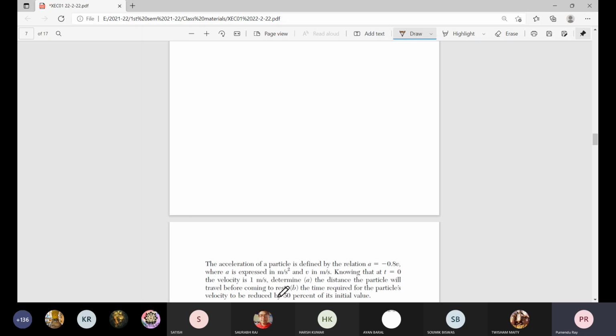Before coming to rest means velocity will be 0 there. So put that velocity is equal to 0, and in that expression find the distance. Now the time required for the particle's velocity to be reduced by 50% of its initial value. What about the initial value? At time t is equal to 0, that is the initial value. Velocity is 1 meter per second. So when it reaches velocity is equal to half meter per second, what will be the time required to reach that half meter per second?